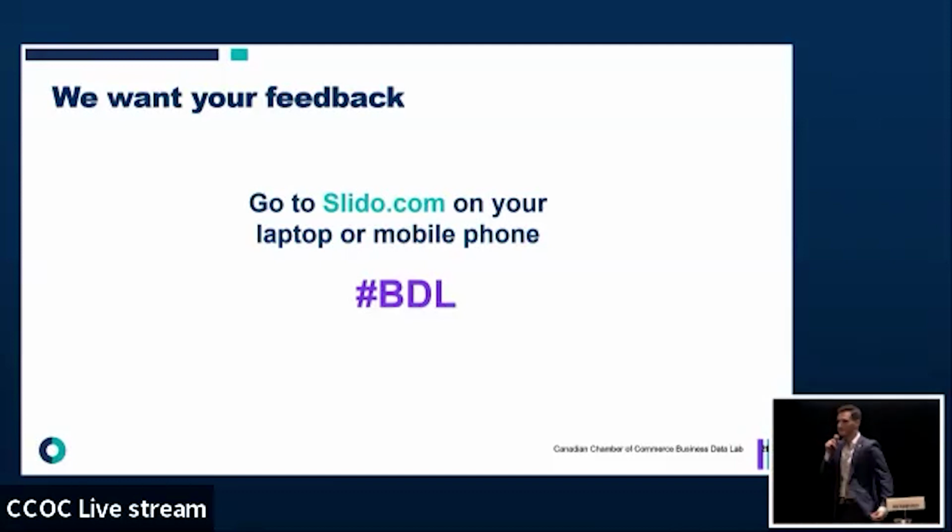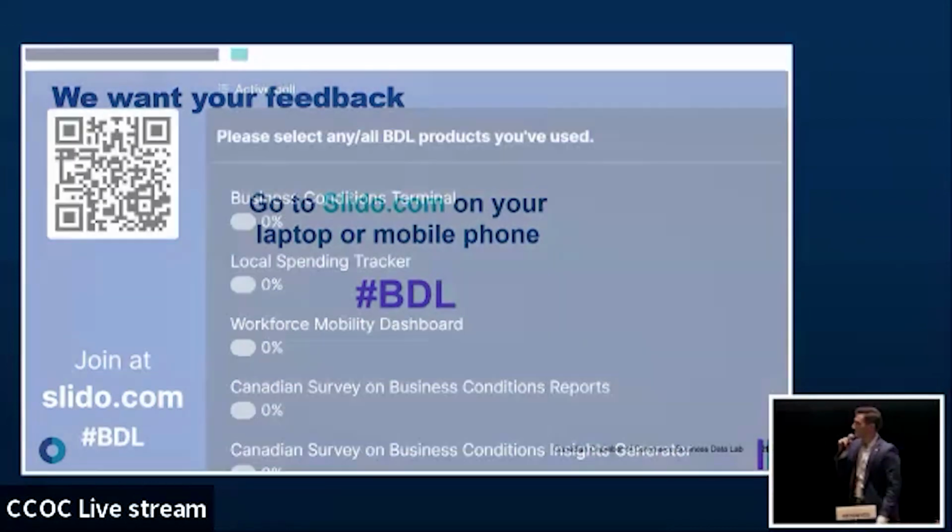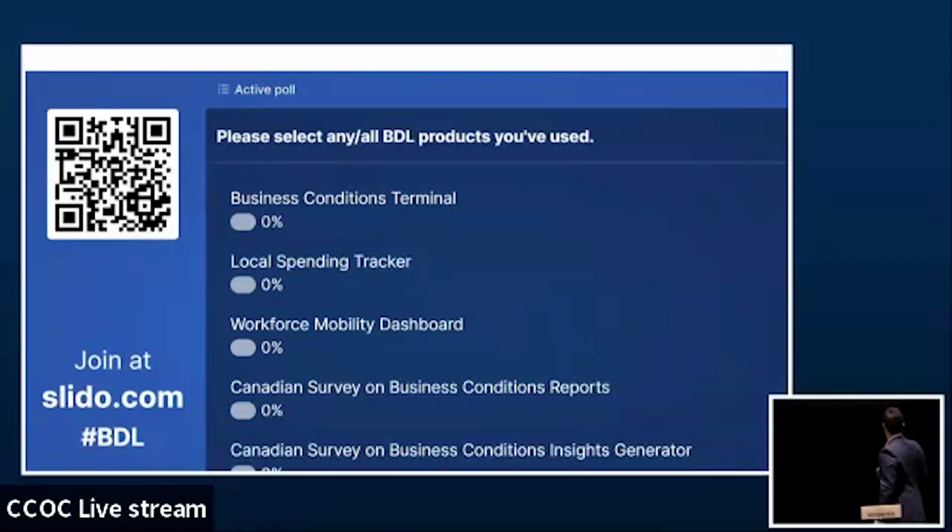Is anybody on Slido.com? Put your hand up if you've successfully navigated to our website. Some hands? Okay, all right, good. Excellent. Oh, big thumbs up in the corner. That's good, appreciate it. Okay, a couple more people. Let's go to the first question here.